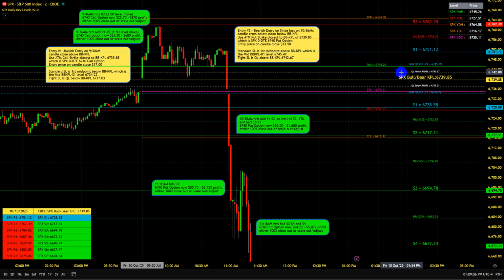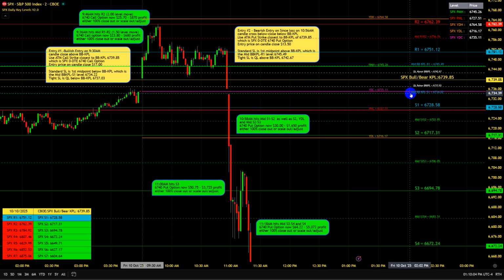If, for example, you were taking a bearish trade off of S1, then your standard stop loss on that trade would be the first midpoint level above S1, because S1 is the level you're taking the trade from. If you were taking a bullish trade off of S1, then your standard stop loss would be the first midpoint level below S1, and so on and so forth.